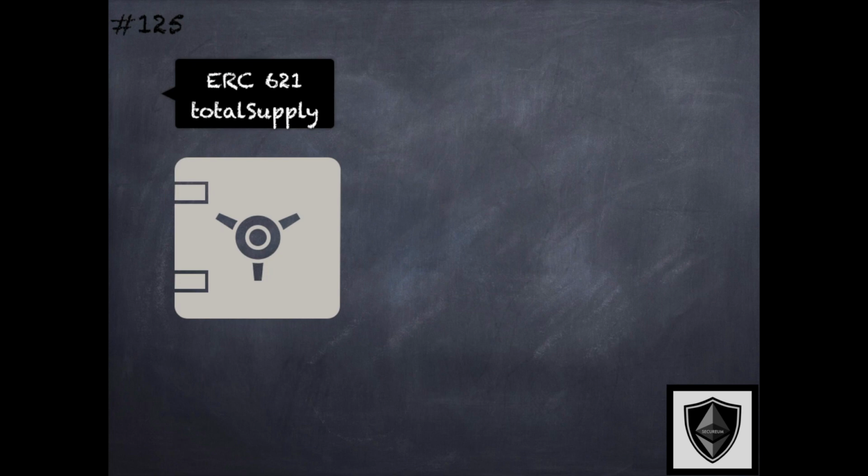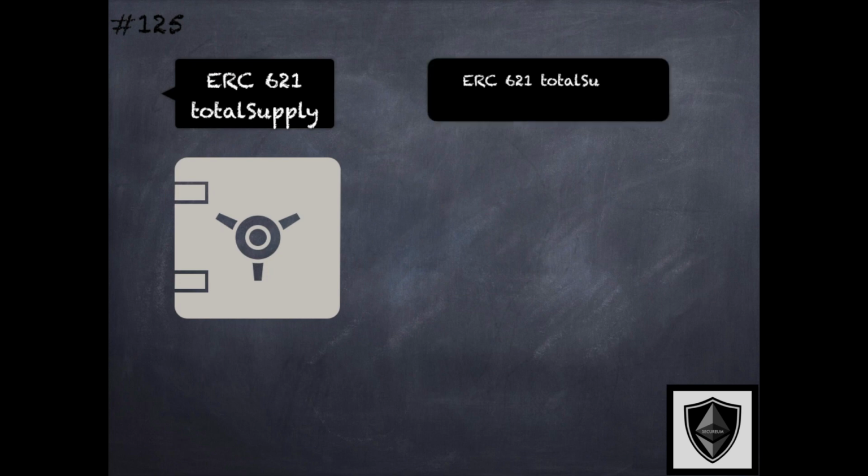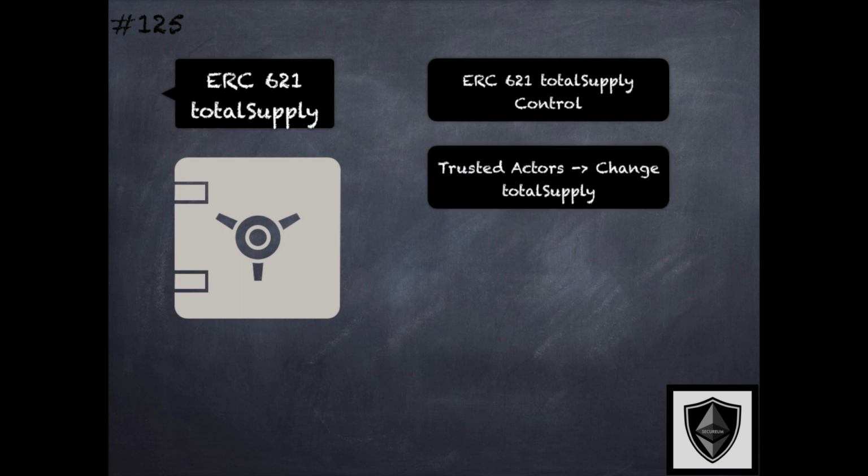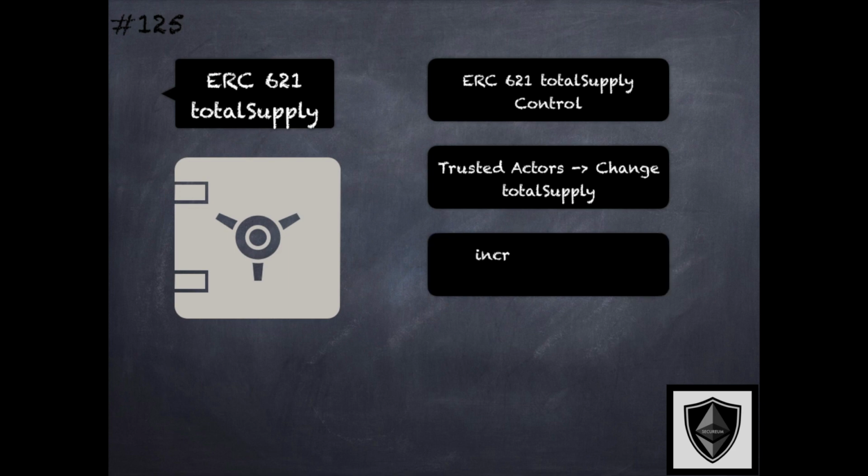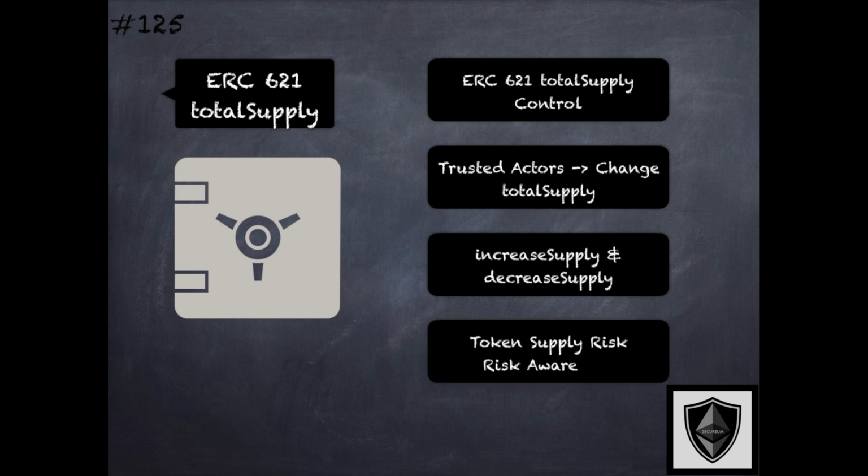ERC 621 token standard allows a different way to control the total supply of tokens. In this standard, there is a notion of trusted actors who can change the total supply after the contract is deployed. And this is allowed using the increase supply and decrease supply functions that are specified by the standard. And this introduces what is known as a token supply risk, where the token supply of such tokens can be changed arbitrarily after the contract is deployed.